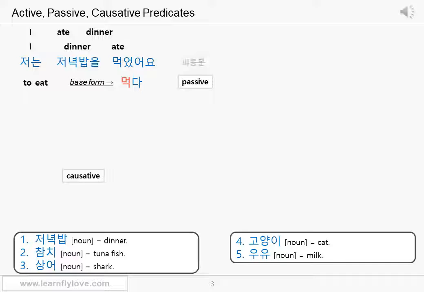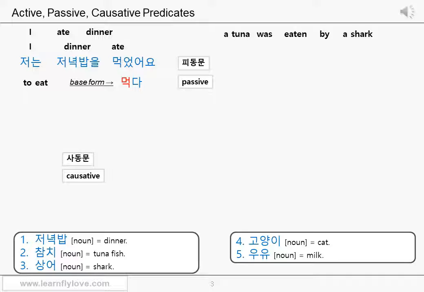Passive sentence is 피동문 in Korean. Passive is 피동. And sentence can be translated into the one letter 문 in this case. So 피동문 means passive sentence. And causative is 사동 in Korean. So 사동문 means causative sentence. Let's take a look at the English sentence first. A tuna was eaten by a shark. You just saw a shark ate a tuna, so you want to use the past tense in Korean.